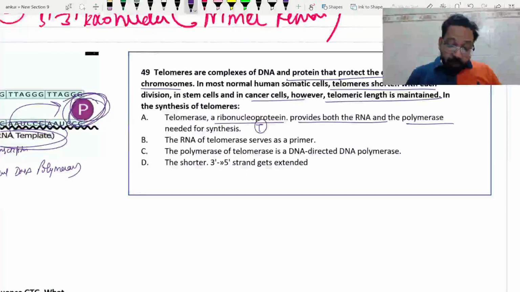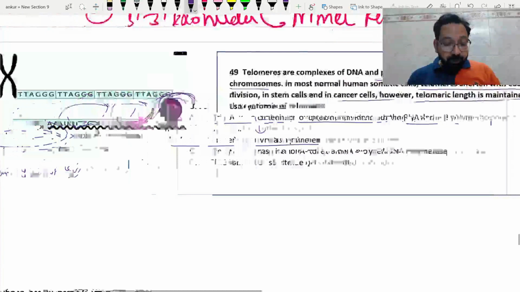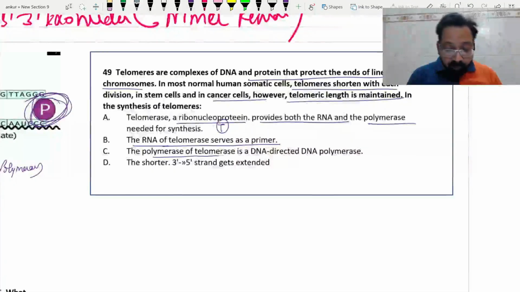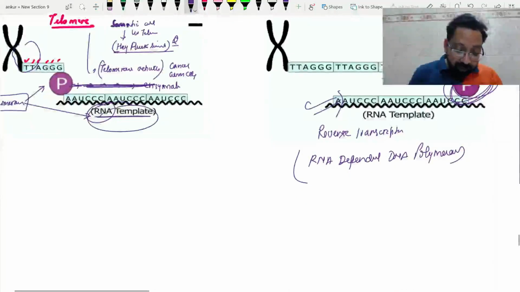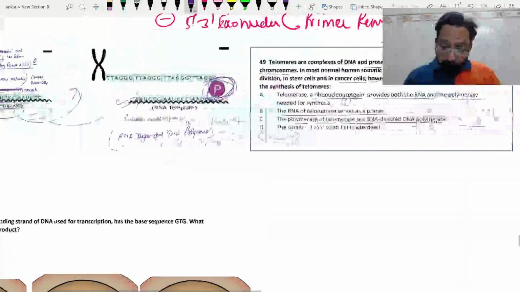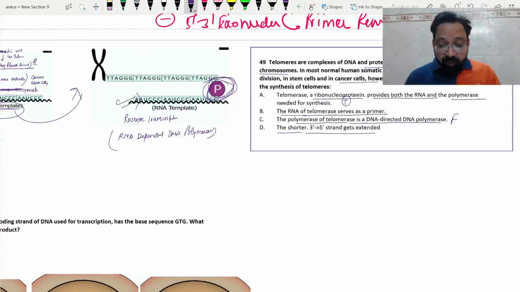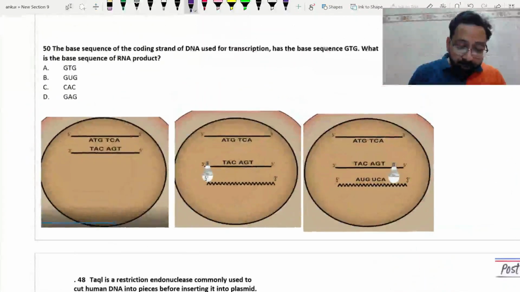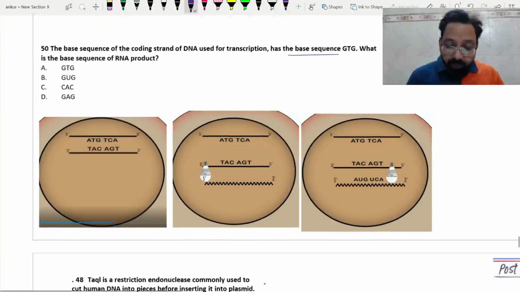This statement is true. The RNA of telomerase serves as a primer. No, this is not serving as a primer. This is serving as a template. The polymerase of telomerase is DNA directed DNA polymerase. No, this is RNA directed DNA polymerase, reverse transcriptase. So false. Shorter 3' to 5' strand gets extended. No, synthesis always occurs in which direction? 5' to 3' direction.